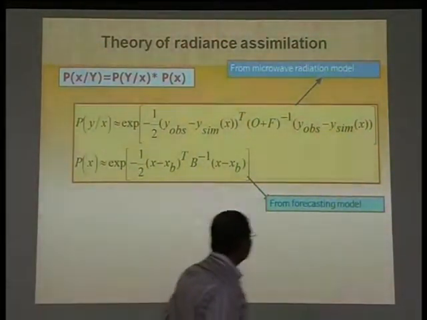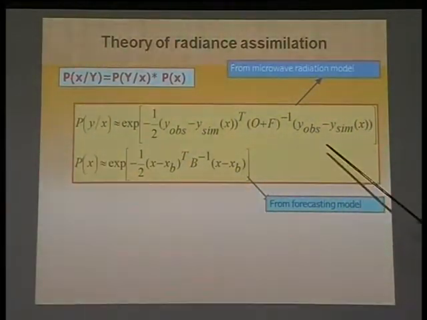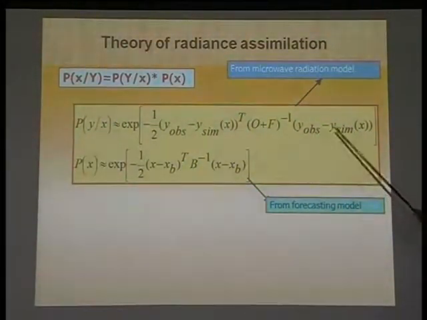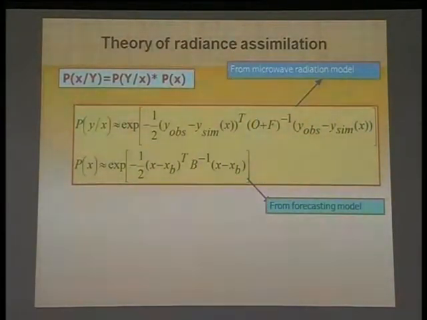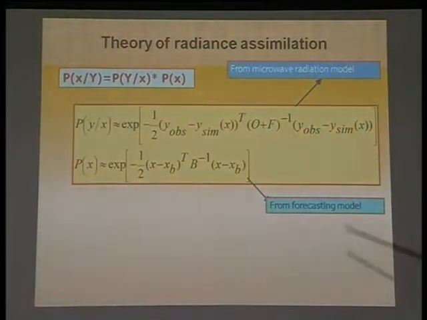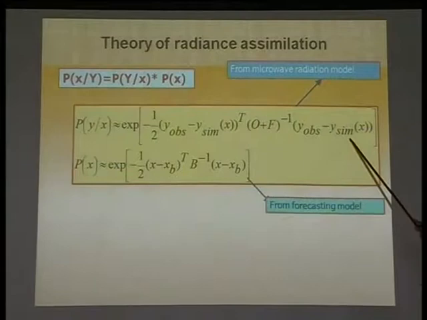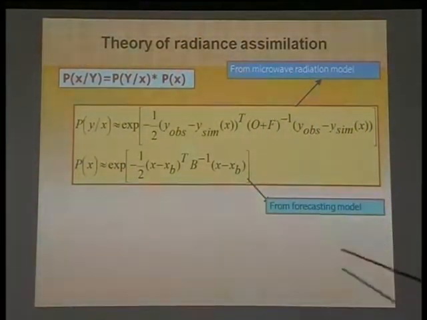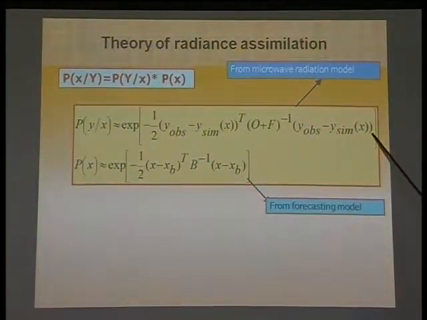So the whole thing works like this. You have a set of observations of brightness temperature, that is the radiances captured at the top of the atmosphere by the satellite. And you have Y simulated, which is the simulated brightness temperatures for your assumed value of X. In general, these two will not agree.